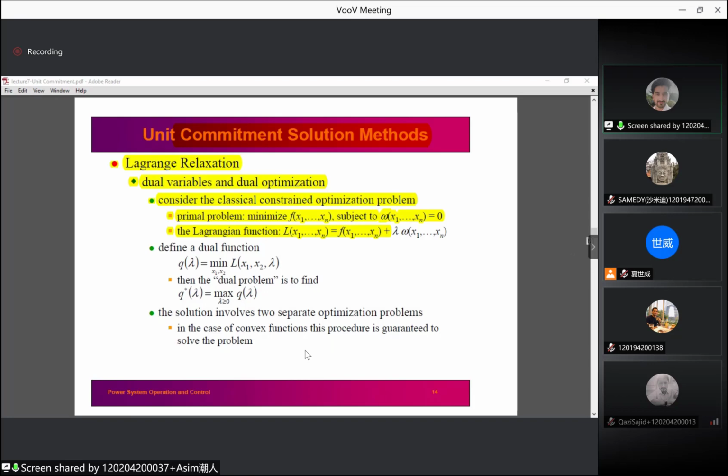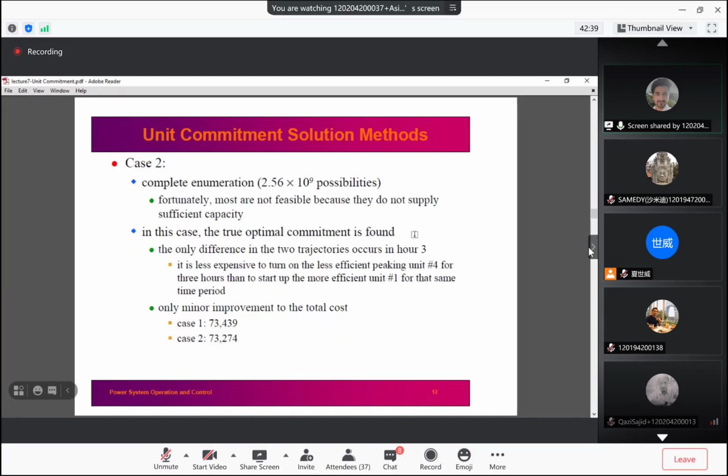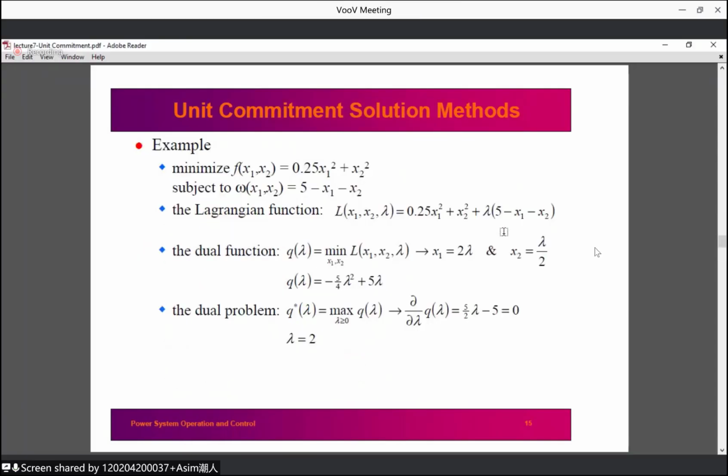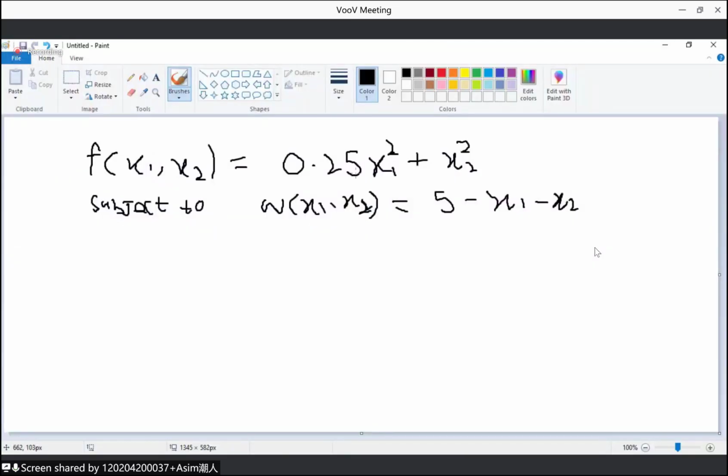So first we will solve an example. Okay, this is the example. Can you see the whiteboard, sir? Yes, yes, we can see.